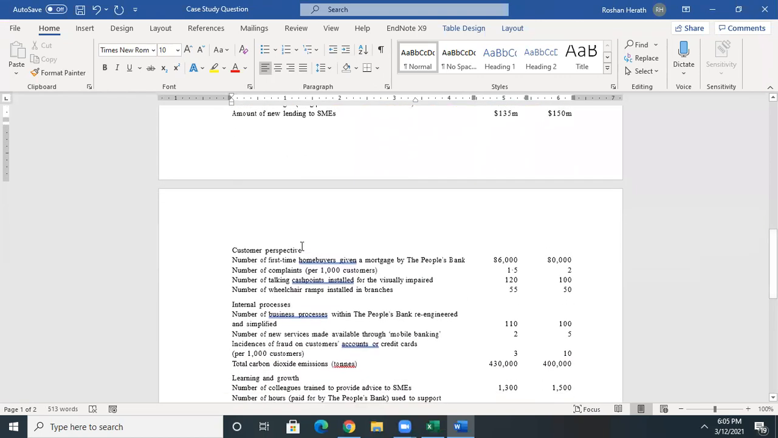Then when it comes to customer perspective, you're looking at the number of first-time home buyers given the mortgage by the People's Bank.